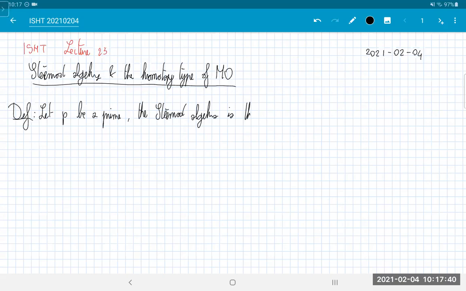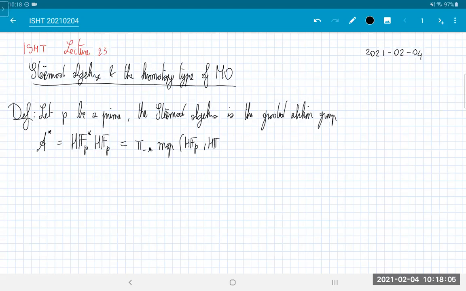So let me define the Steenrod algebra. It is the graded abelian group A^*, which is the HF_p cohomology of HF_p, or to say it differently, it's pi_{-*} of maps from HF_p to HF_p. And it is given an F_p-algebra structure by composition.